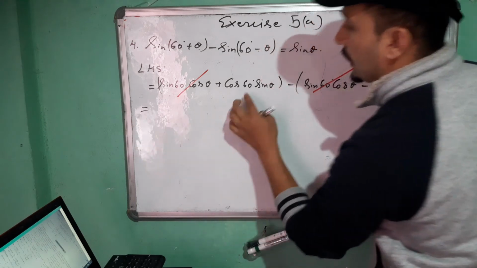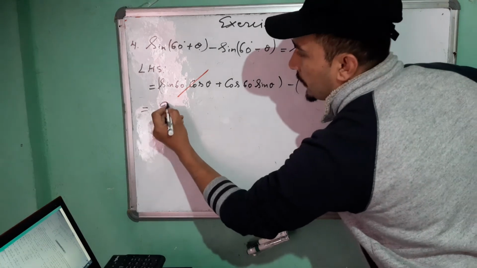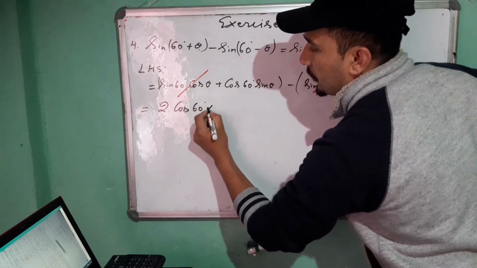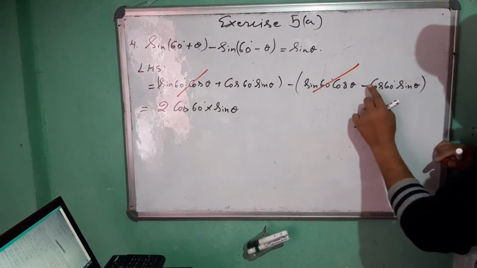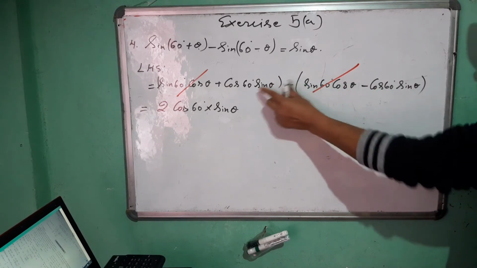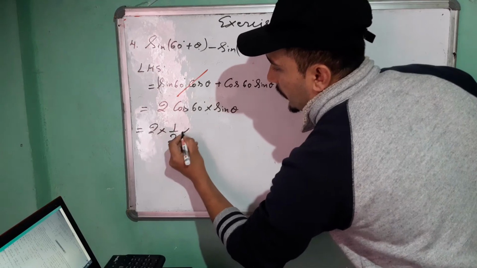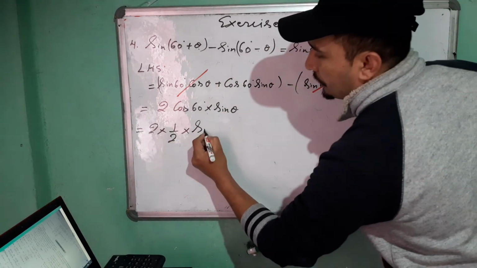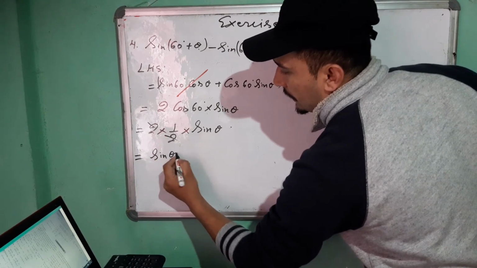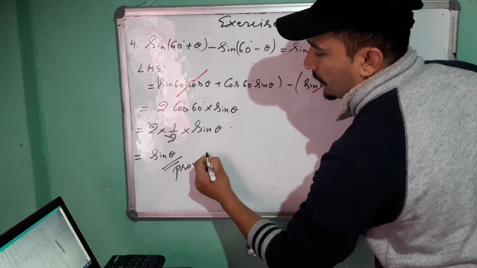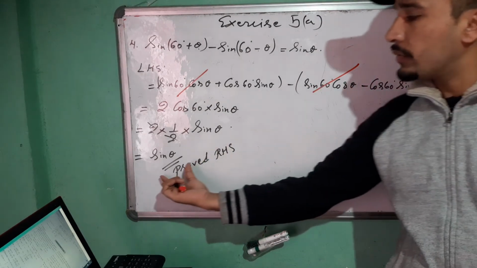Okay, now you are left with cos 60 degree sin theta plus cos 60 degree sin theta. Okay, so it will be 2 cos 60 degree into sin theta. Suppose you assume this as x, and this will also be x. Okay, so x plus x will be 2x. So 2 into cos 60 degree, you know its value is half, into sin theta. So 2 and 2 get cancelled. You are left with sin theta. Proved. RHS: you are supposed to prove sin theta, and we have got this.